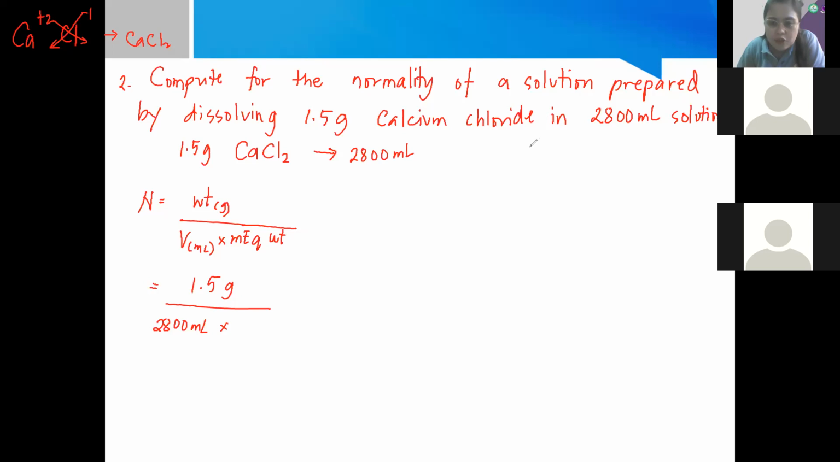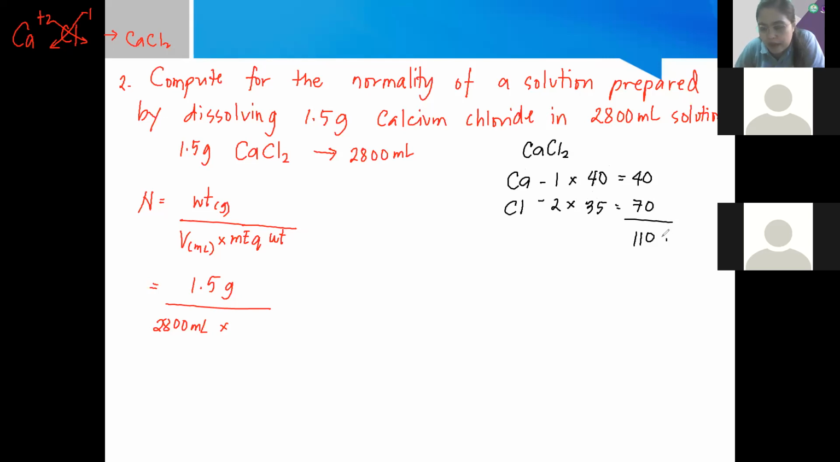But before we can compute for the MEQ weight, we have to compute for the molar mass first. Ca and Cl. So 1 atom for calcium, 2 for chlorine. Calcium is 40. And then chlorine is 35. So this is 70. This is a total of 110 grams per mole.